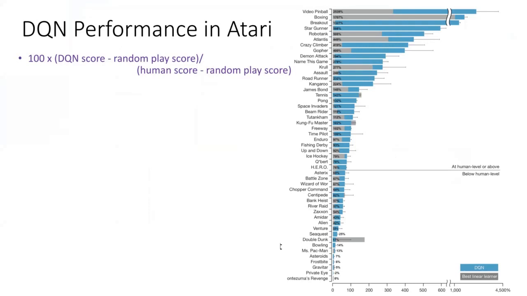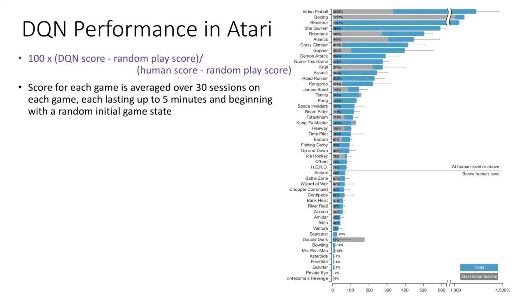So how did it work? This graph will explain the performance of their algorithm compared to the other algorithms, in particular a human player and a linear function approximation based approach. What you see on the x-axis is the score that I marked here. Roughly, you can take it as the ratio between the DQN score and the human score. So the higher the score, the larger the factor by which DQN is outperforming the human player.